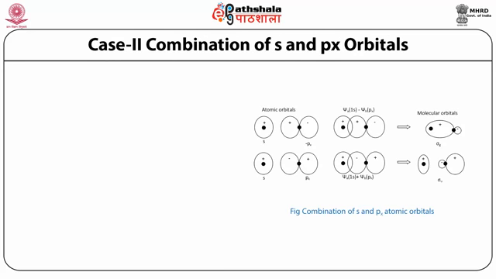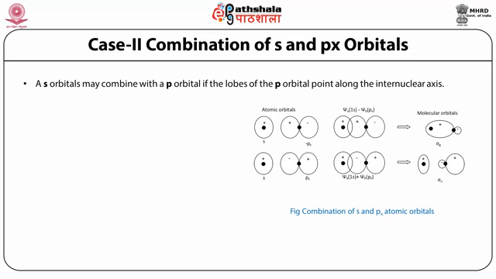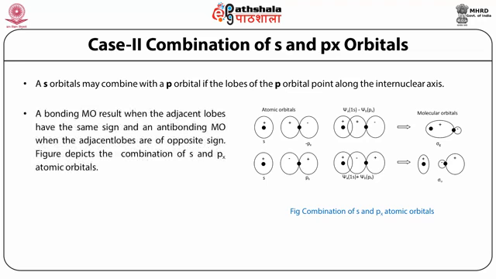Case 2, combination of s and px orbitals. An s orbital may combine with a p orbital if the lobes of the p orbital point along the internuclear axis. A bonding molecular orbital results when the adjacent lobes have the same sign and an anti-bonding molecular orbital when the adjacent lobes are of opposite sign. The figure depicts the combination of s and px atomic orbitals.